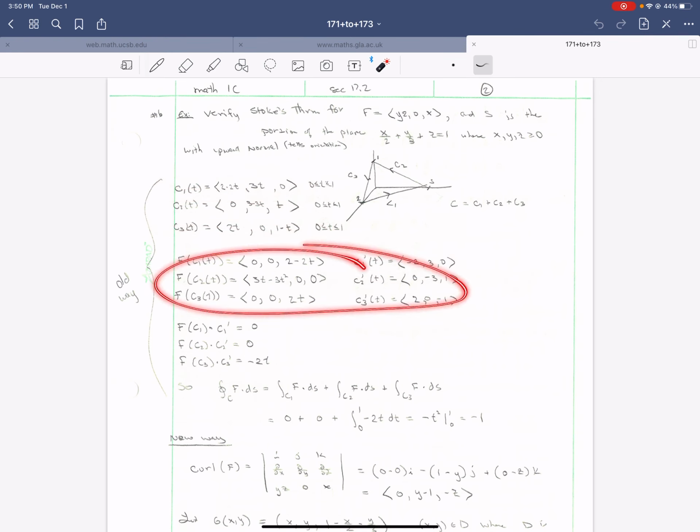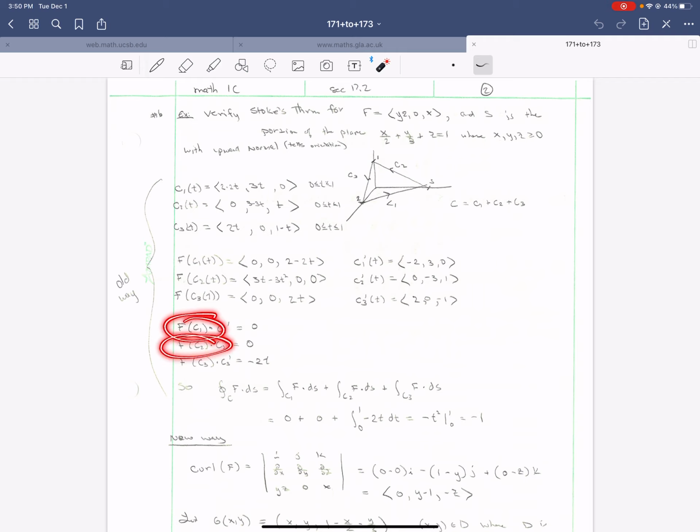Now I need 3 dot products, so I dot that, I dot that, I dot that, and I see that I get a negative 2t. So then this one is going to be 0, this one is going to be 0, but this one we actually do have some stuff in there, and so I integrate that, and it comes out to be negative 1.